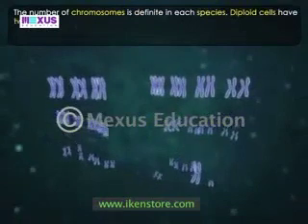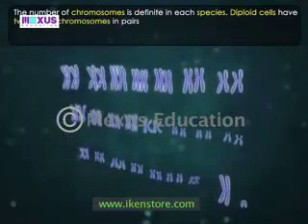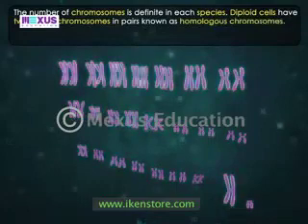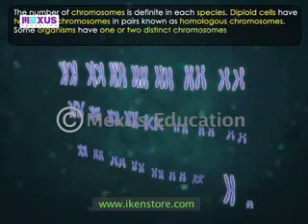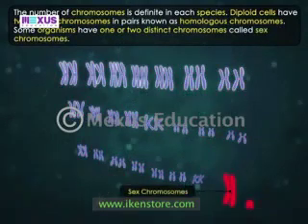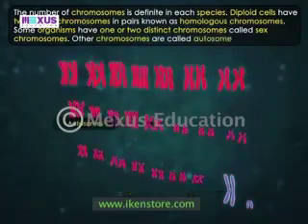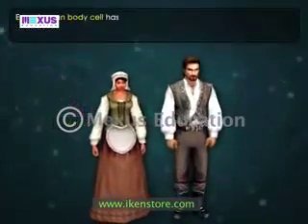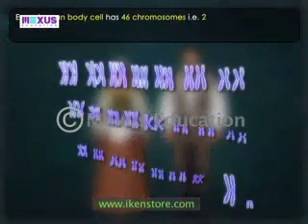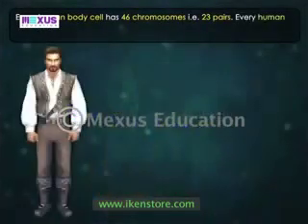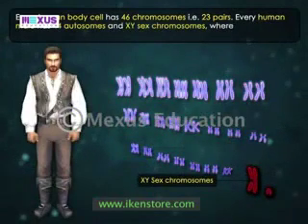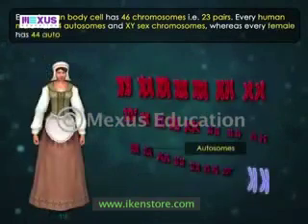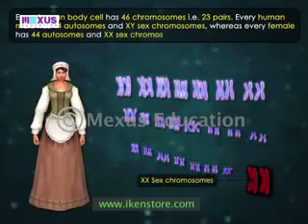Diploid cells have two sets of chromosomes in pairs, known as homologous chromosomes. Some organisms have one or two distinct chromosomes called sex chromosomes. Other chromosomes are called autosomes. Every human body cell has 46 chromosomes, that is, 23 pairs. Every human male has 44 autosomes and XY sex chromosomes, whereas every female has 44 autosomes and XX sex chromosomes.